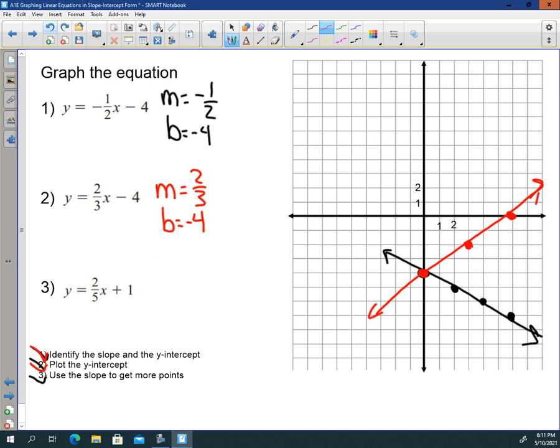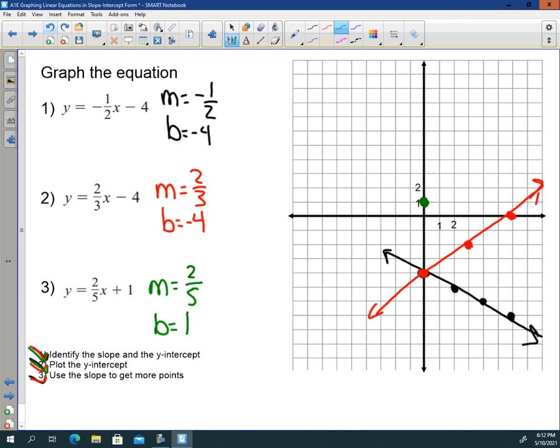All right, let's do this one in green. We're going to identify, oops, I didn't check this one off. Got to do that. We did that part. First, we're going to identify the slope and the y-intercept. So the slope is 2/5, and the y-intercept is 1. So we did that. Now we're going to plot the y-intercepts. Let's see, it's on right there because it's on 1 on the y-axis, so we took care of that. And now we're going to use the slope to get more points.